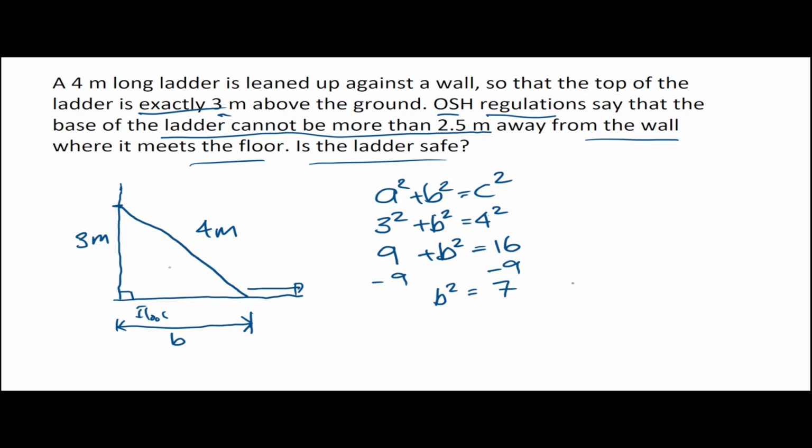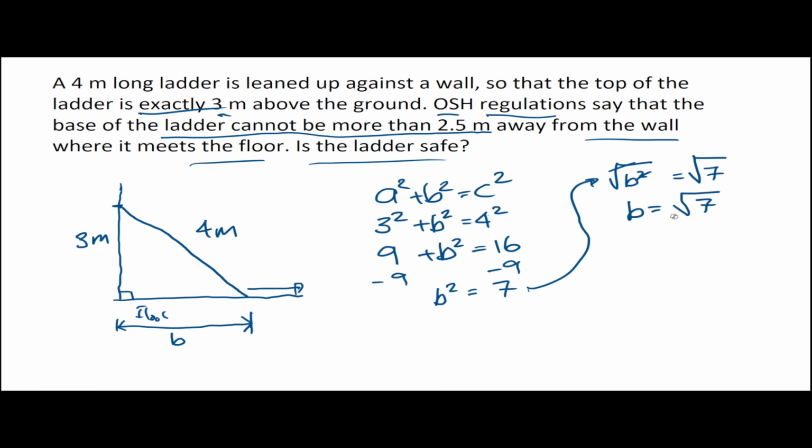So to get rid of this squared, we take the square root of both sides. So the square root of b squared is going to be equal to the square root of 7. Those are going to cancel. So b is going to be the square root of 7. And I know it's going to be somewhere between 2 and 3, because 2 squared is 4, 3 squared is 9. So it's going to be 2 point something, but is it going to be more than 2.5?